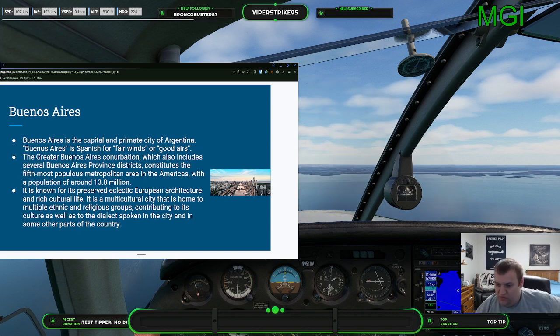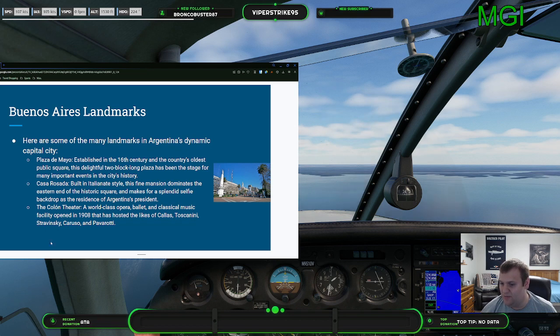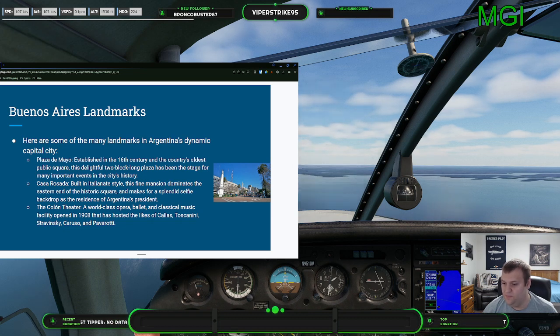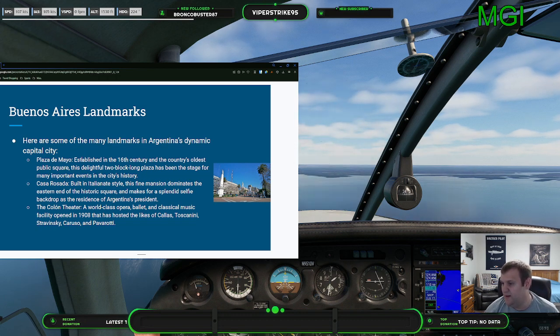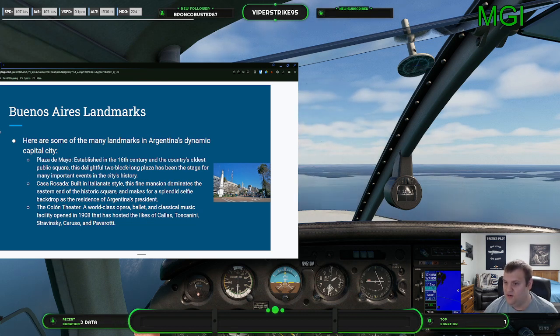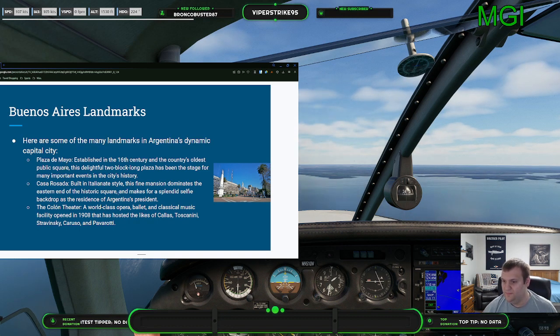But yeah, it's a really cool city with a very rich history. There are some amazing landmarks here in the city. Buenos Aires has a ton of landmarks, but there are a few that really stand out. One of those is the Plaza de Mayo, from the 16th century, the oldest public square in the country. It has staged many important events throughout the city's long and impressive history, including the May Revolution of 1810 that led to independence for Argentina.